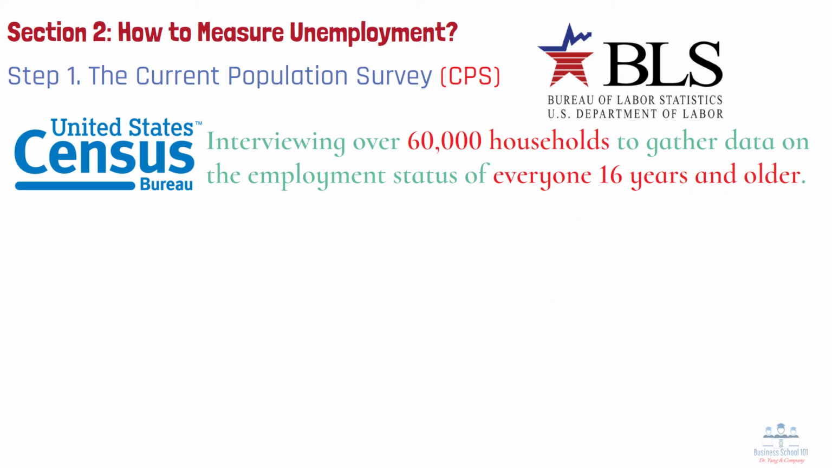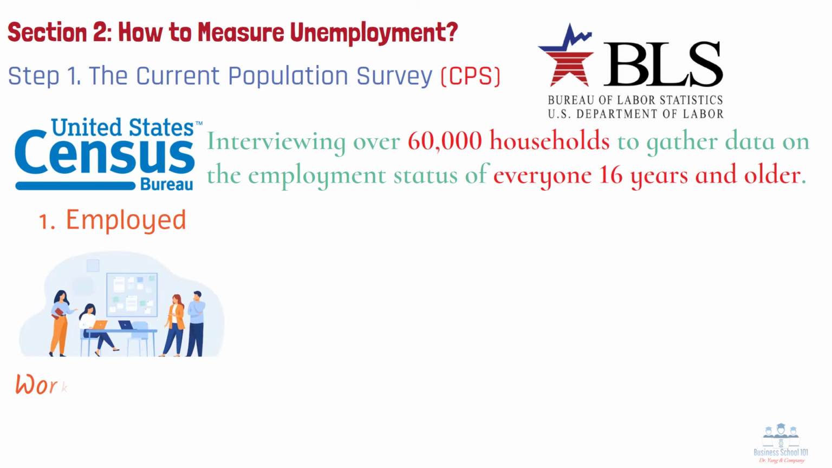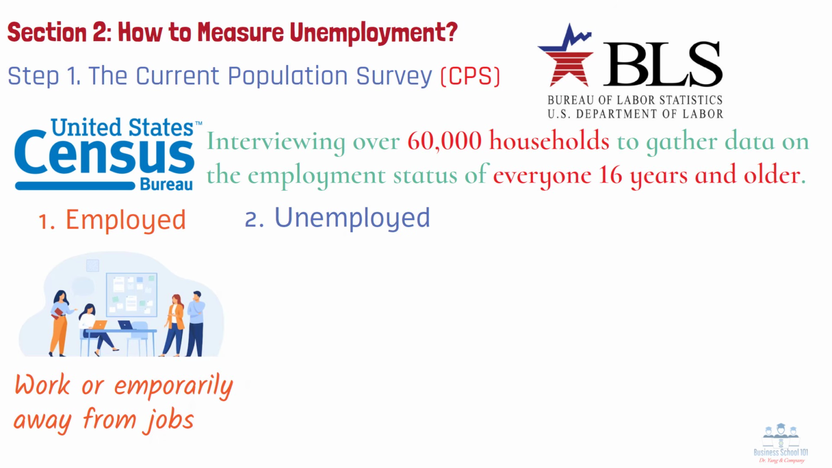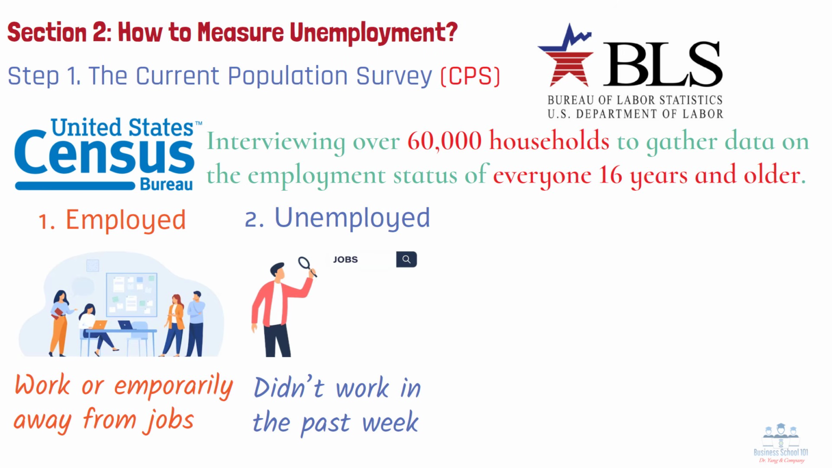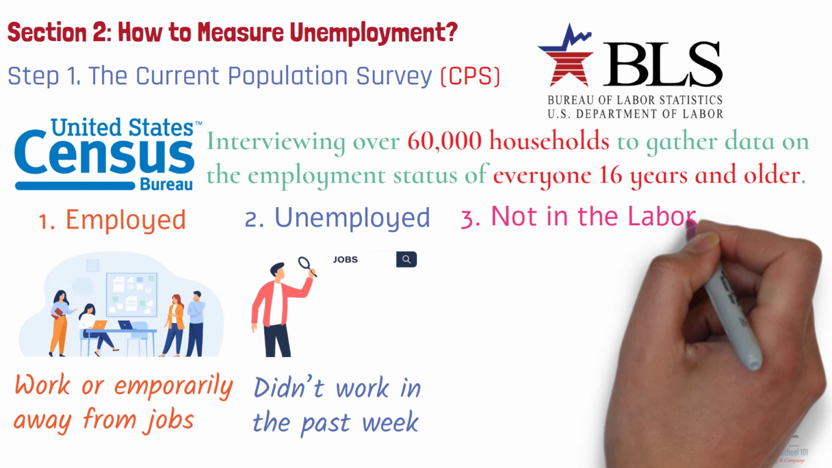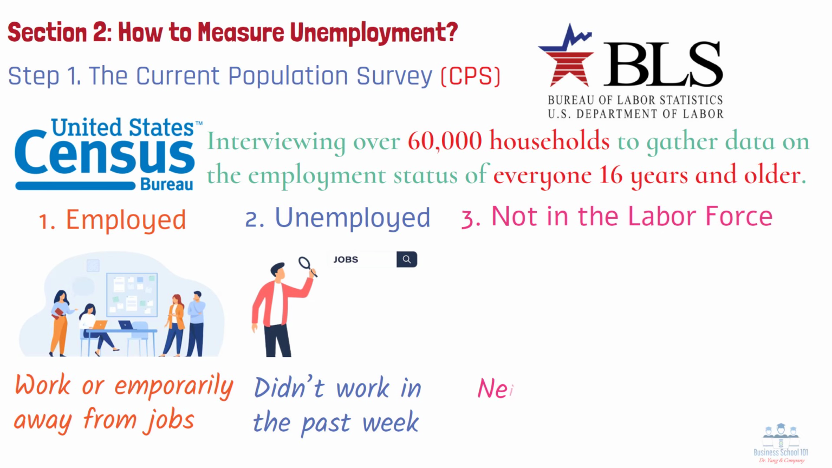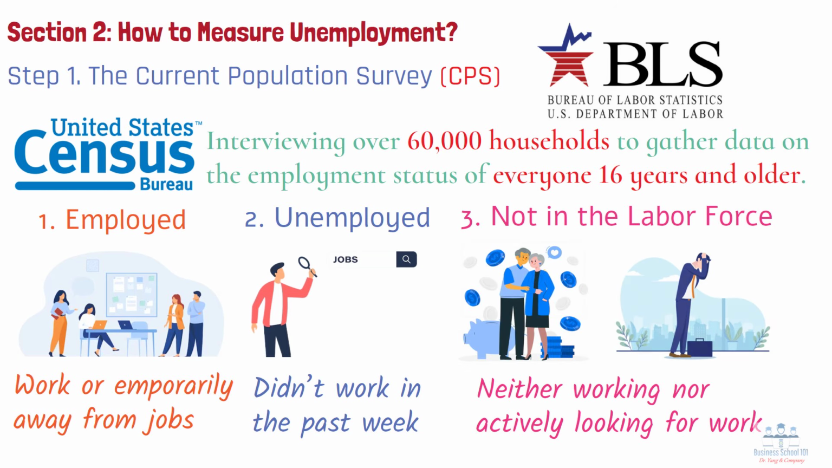The responses determine three classifications. Number 1. Employed, which refers to people who worked in the past week or were temporarily away from their jobs. Number 2. Unemployed, which refers to people who didn't work in the past week but were available and actively looking for a job in the past 4 weeks. Number 3. Not in the labor force, which refers to individuals who are neither working nor actively looking for work, such as retirees or discouraged workers.